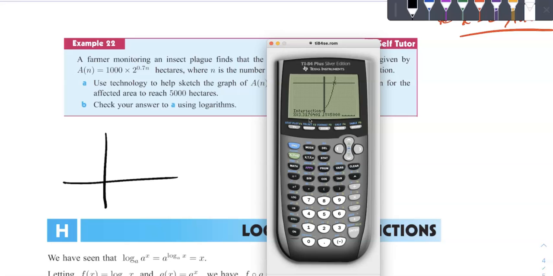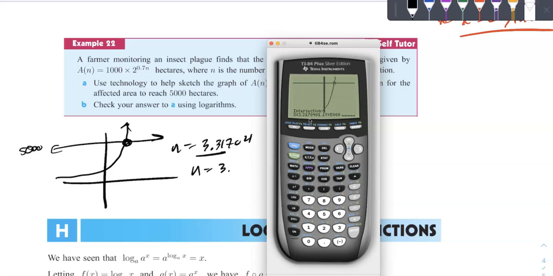I always like to show a picture of what we're graphing, so you have some idea of what it looks like. And then I get n equals 3.317. IB is usually 3 sig figs, which would be 3.32.